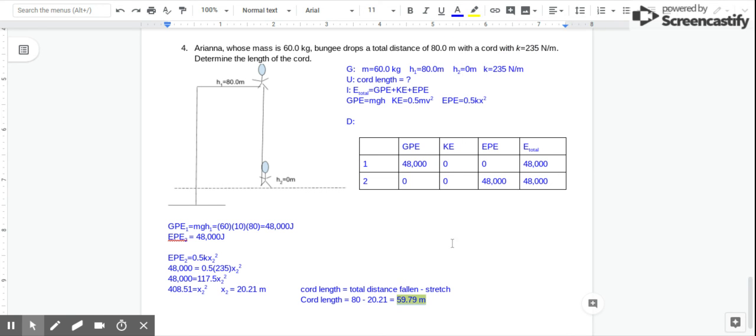Okay, so if you're confused about that, think about this, right? If she's fallen 80 meters and the cord length is, let's call it roughly 60, then the extra 20 meters roughly is stretch, right? So 80 meters fallen. If the cord length is about 60, that means it stretches 20 more meters to fall a total of 80 meters. So that's where that number is coming from. Okay, there you go. That's how you solve that one.